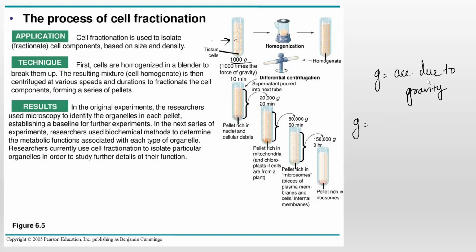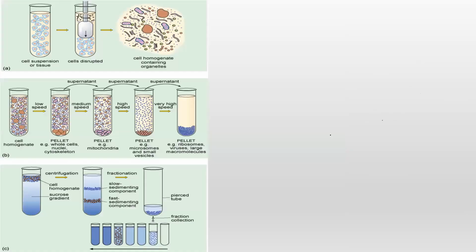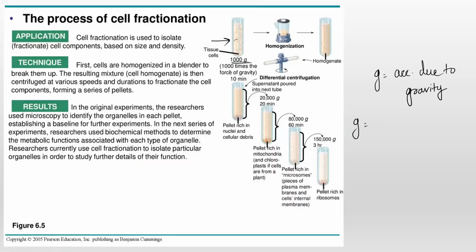What is the value of g? 9.8. Yes, 9.8. What is the unit that is used? Meter per second square. Very good. So it means that this sample will now be spun at 1000 g, so it is 1000 times more than g, which is the acceleration due to gravity.